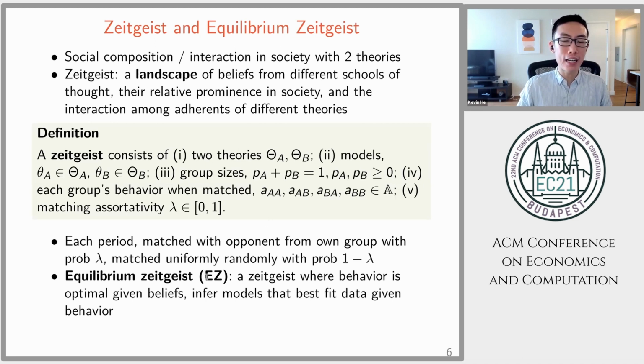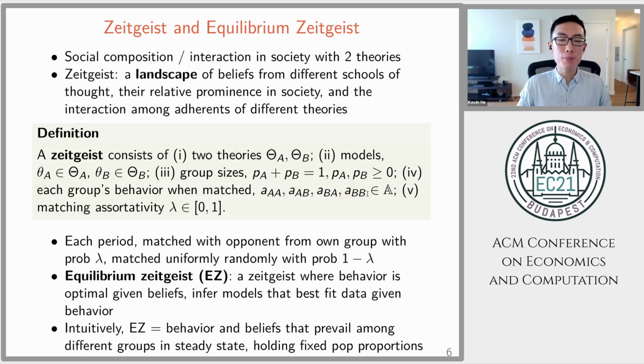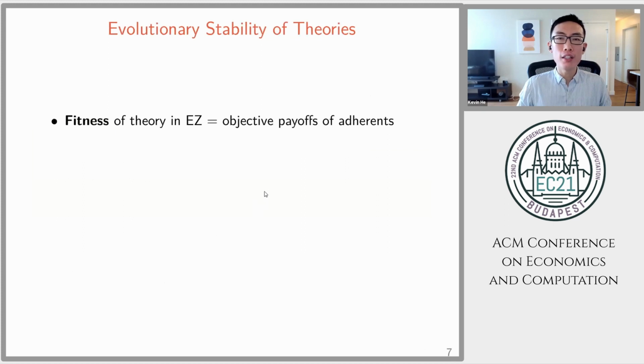An equilibrium zeitgeist, which I will abbreviate as EZ, is like a zeitgeist with a pair of optimality conditions imposed on top of it. It is a zeitgeist where behavior is optimal given these beliefs in the models. And conversely, the models that people believe in are the best fitting models within their theory, given the behavior. Intuitively speaking, EZ describes behavior and beliefs which will prevail among different groups in the steady state, holding fixed the population proportions. Now, I will use the idea of EZ to define evolutionary stability.